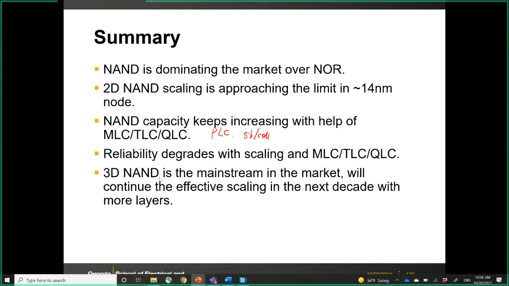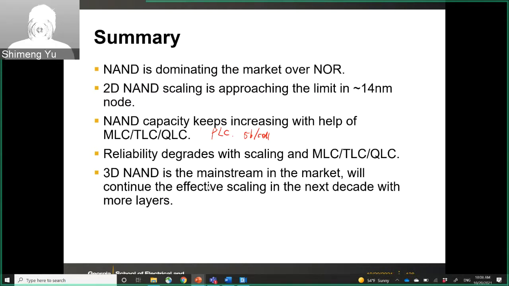We will see NAND flash continue the effective scaling with more and more layers, and also with techniques like CMOS under array to further boost the array efficiency. So NAND flash will still dominate the market, I believe, in the next 10 years or so. There is no technology that can compete with NAND flash in terms of cost per bit, because it is so cheap these days for the 3D NAND flash.